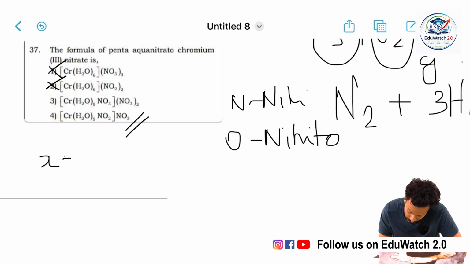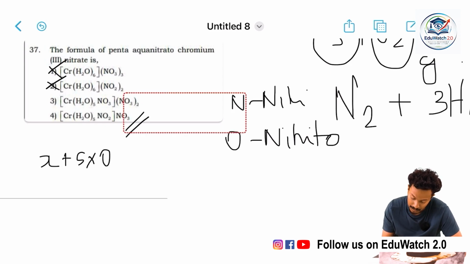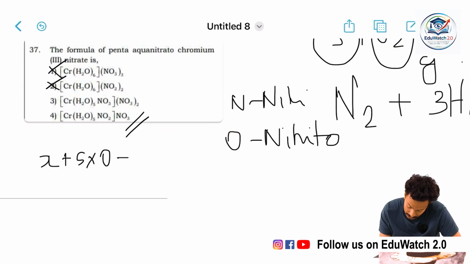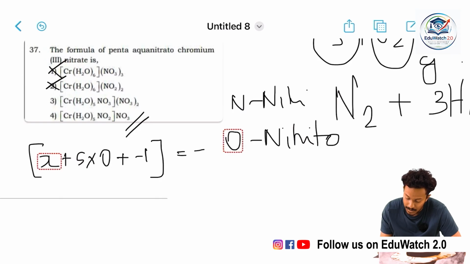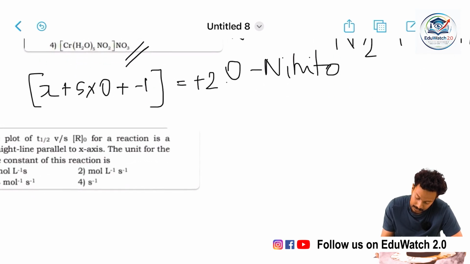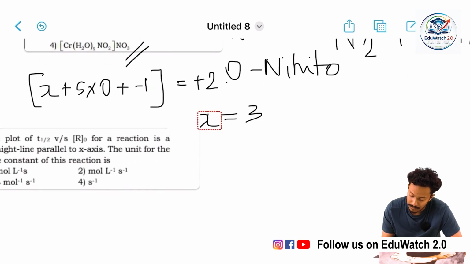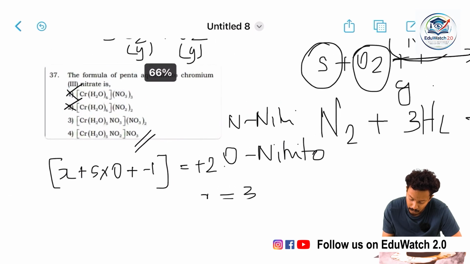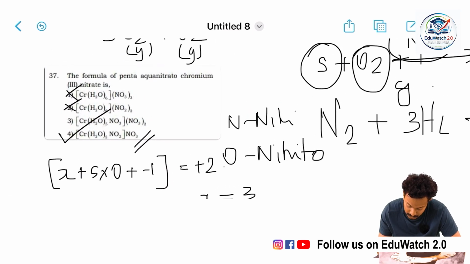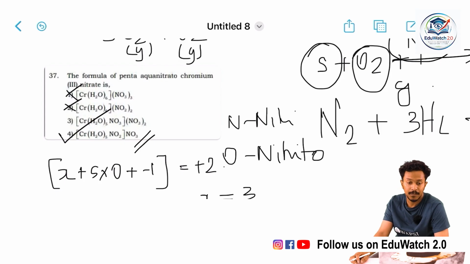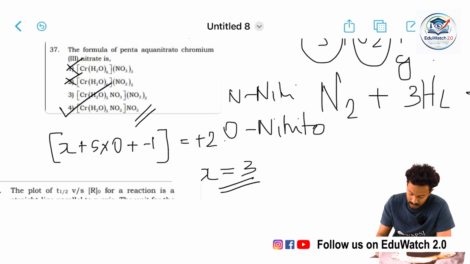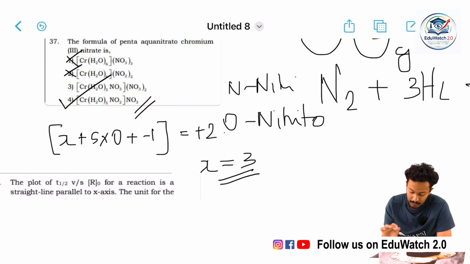Here X plus 5 into 0, because water has 0, plus minus 1 which gives minus 2, plus 2, which gives X is equal to 3. Oxidation state of chromium is 3. So the correct answer would be option number 4. The correct formula for pentaaquanitrochromium(III) nitrate is option number 4.